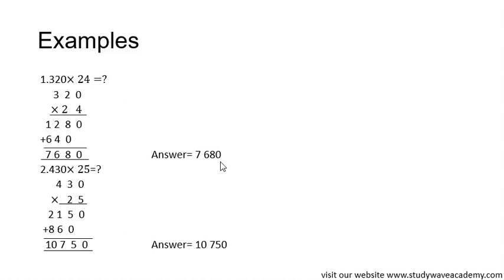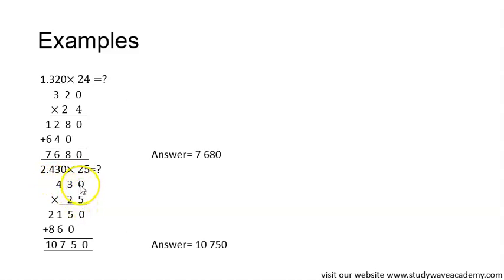Good. We're going to be looking at the next one. 430 times 25. Remember, you place them according to their values. 430 times 25. Ones in ones, tens in tens, 100 in 100. And how do we start multiplying? We start with the first digit at your right. Remember, we are using the lower digits to multiply the upper digits. So the first digit at your right in the lower side is 5. So we are using 5 to multiply the upper digits.